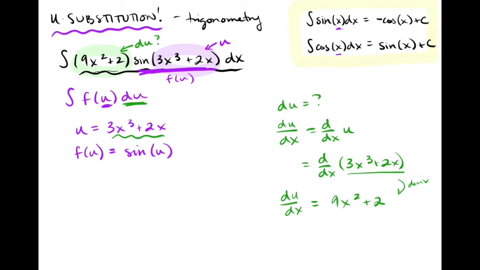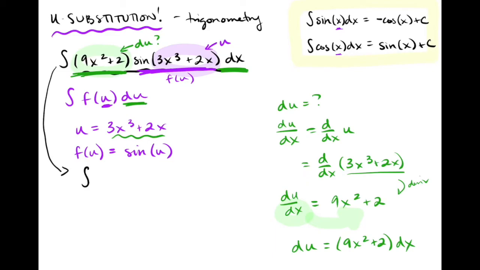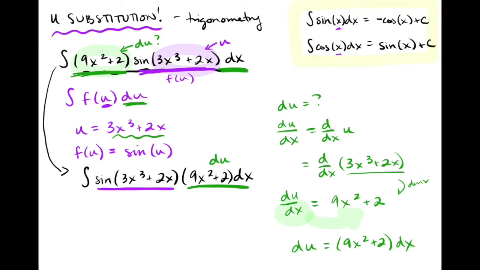And then if we take my dx and I move it over here, remember it's not quite multiplication, but it's kind of similar, we get that du is equal to 9x squared plus 2 dx. And I just so happen to have a 9x squared plus 2 and a dx, which is awesome. So I can rewrite this function as the integral, just by moving my 9x squared plus 2 dx together, as the integral of sine 3x cubed plus 2x times 9x squared plus 2 dx. And I found that this is my du. I found that this is my f of u. So I'm all set and ready to solve this function, because this is really the integral of sine of u du. And now sine of u is a basic function, so I can take the integral right away.